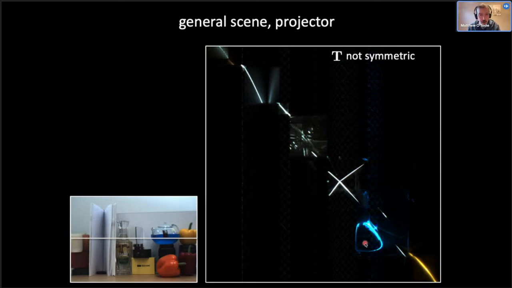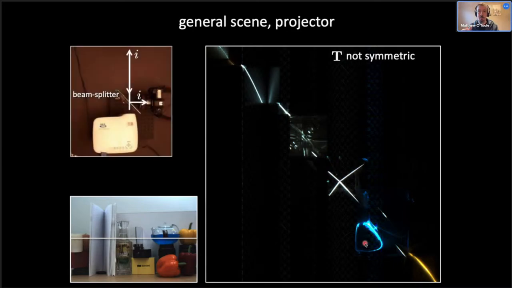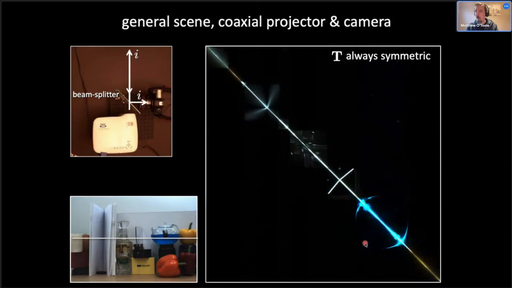Another property I want to highlight associated with transport matrices is the following. In this case, I have my projector that's illuminating the scene from a different position from where my camera is placed. But if I were to use a beam splitter to align my projector and camera, the matrix in this case will actually look like this. This is a matrix that was scanned in the exact same way, except now we place the projector and the camera so that they're aligned with a beam splitter.